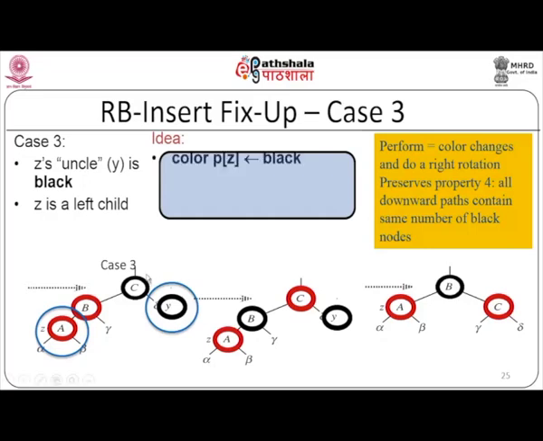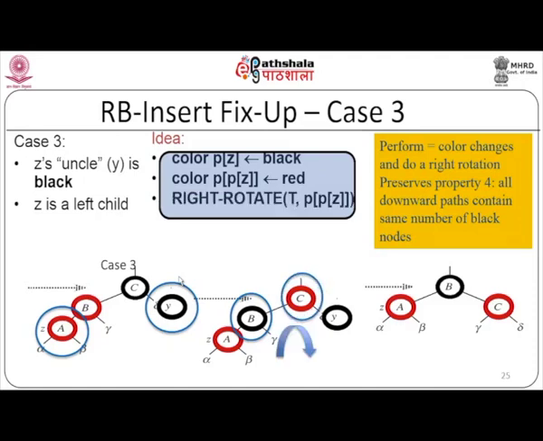Now, the idea is to color the parent of Z black, so B is colored black. Then color the grandparent red, which we have done, and do a right rotate of T with the parent of Z. So, rotate B about C. If you rotate that, you get this and you have the balanced tree. So, only in case 3 you do a rotate. There we basically did a color change, here we do a rotate, here we do a right rotate.